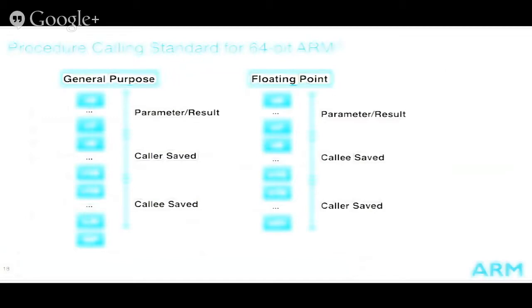There are two views of every register in the general purpose bank. There's an X view, where we view the register as a 64-bit entity, and there's a W view, where we view the register as the lower 32 bits of the X register.